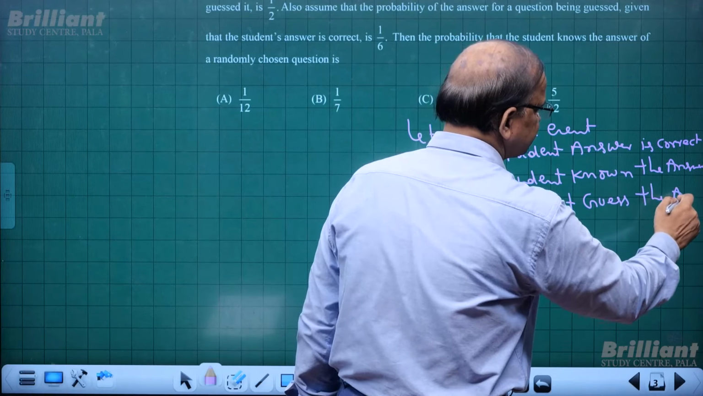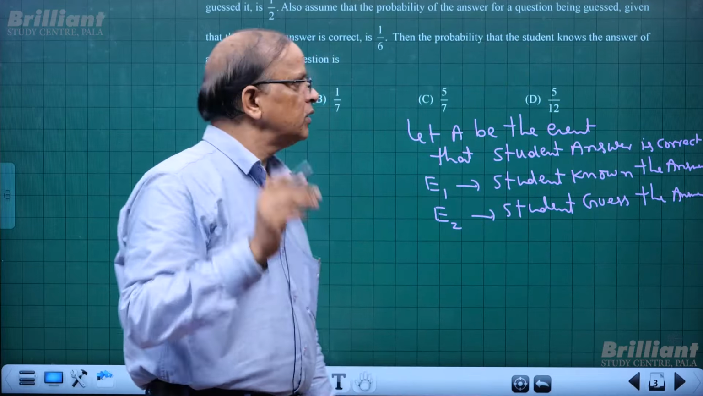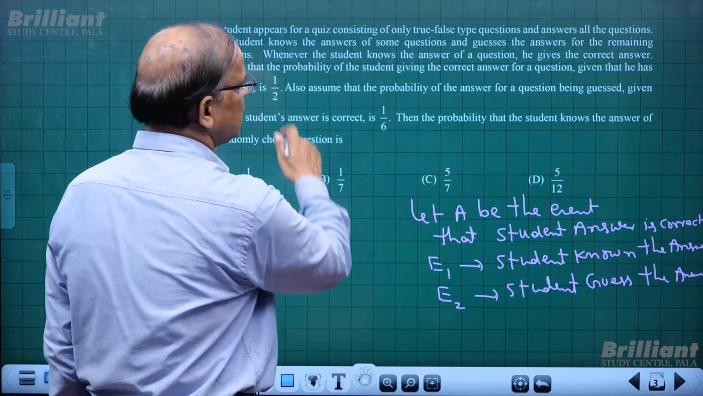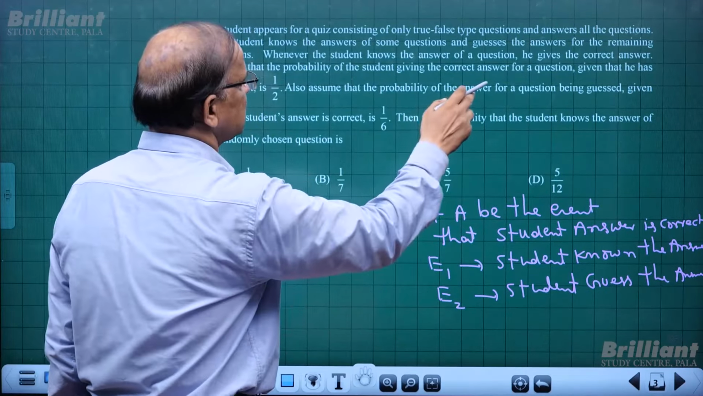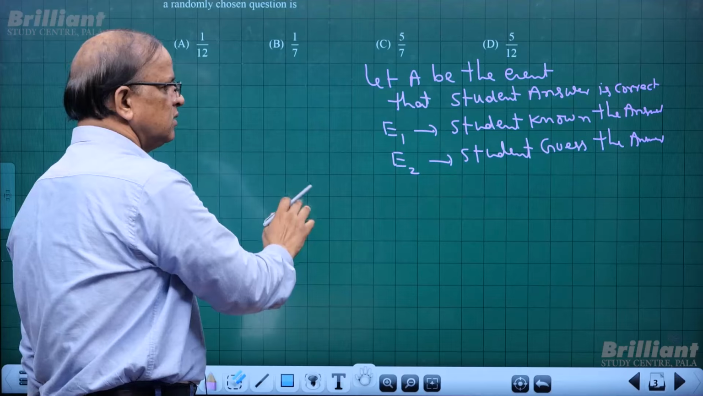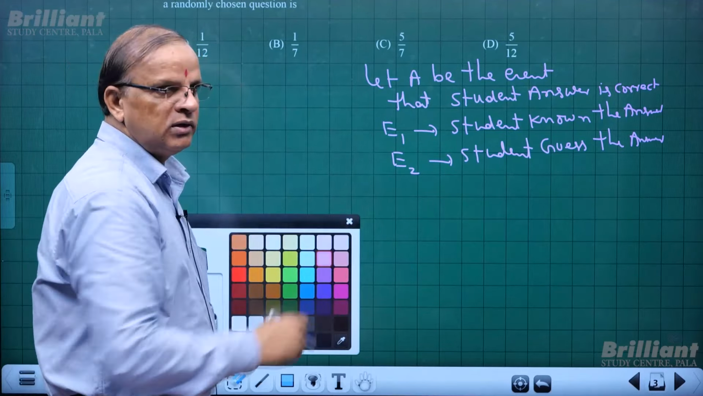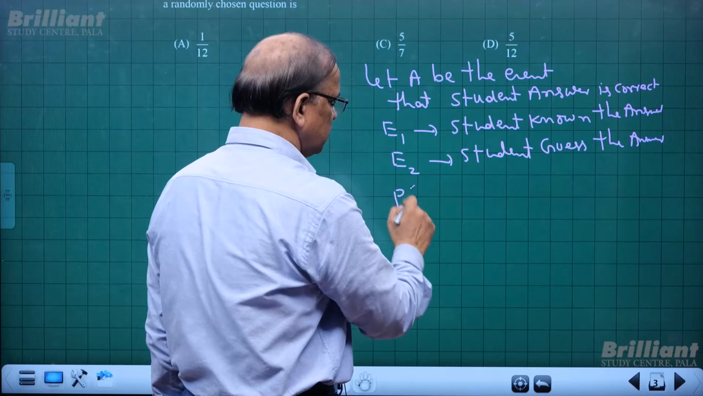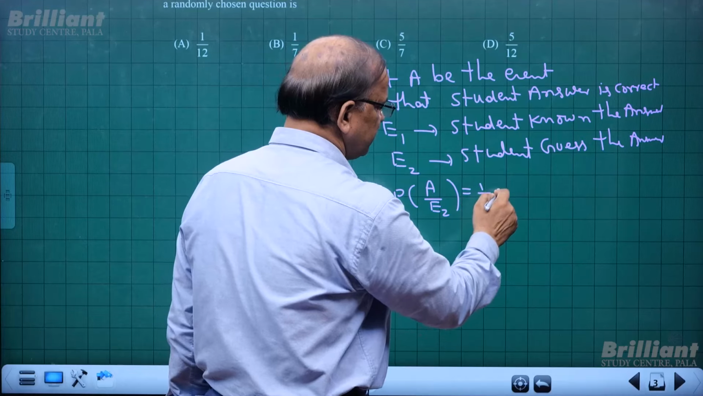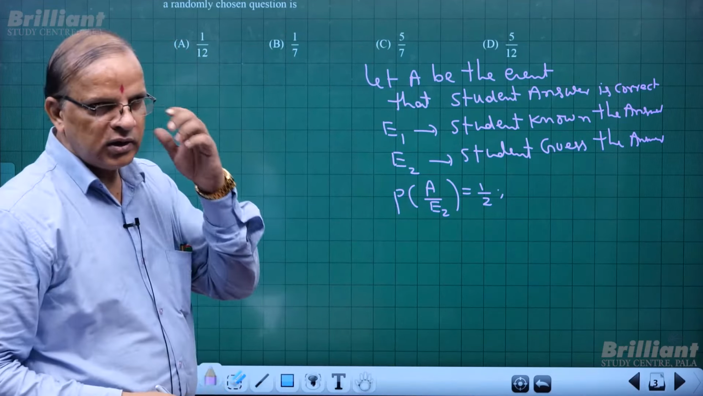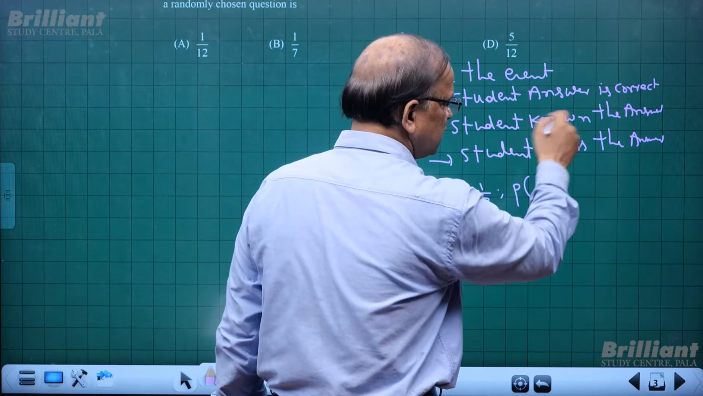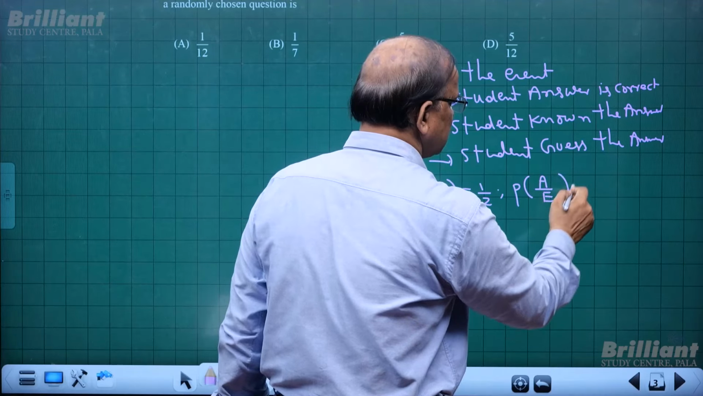Okay, right. Now according to the question, it is given that he has guessed it, so that probability is 1 by 2. So that means the probability of A by E2 is equal to 1 by 2. And if the student answer is correct, that is the probability of A by E1, right? He knows the answer. A by E1 is 1.